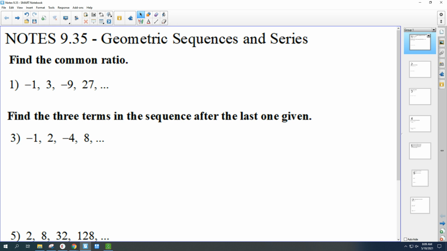So number 1 says find the common ratio. Common ratio, we're going to just call that R. All right, R for ratio. And all that means is what are we multiplying by? So times, times, times. It looks like we're multiplying by -3. Times -3, times -3, times -3. So that's it. That's the common ratio. R equals -3.